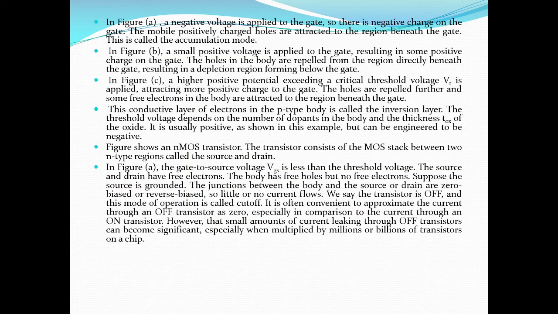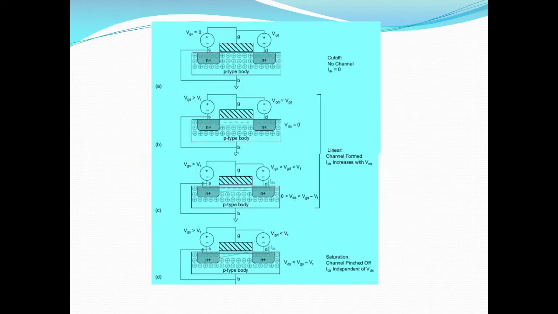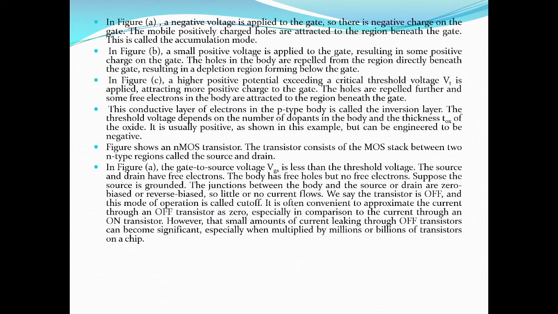In figure A, a negative voltage is applied to the gate, so there is negative charge on the gate. The mobile positively charged holes are attracted to the region beneath the gate. This is called the accumulation mode. Next we will see figure B.